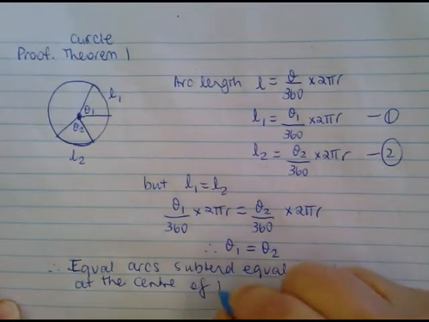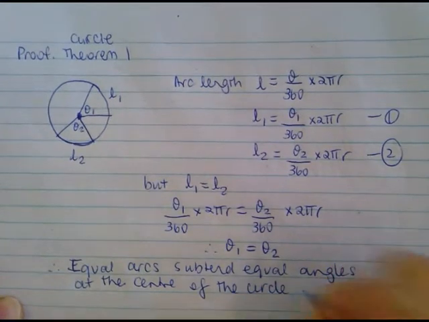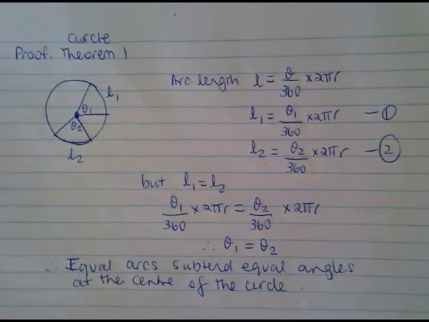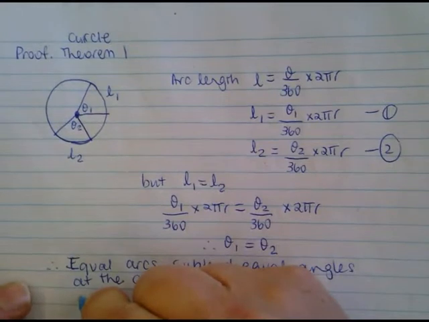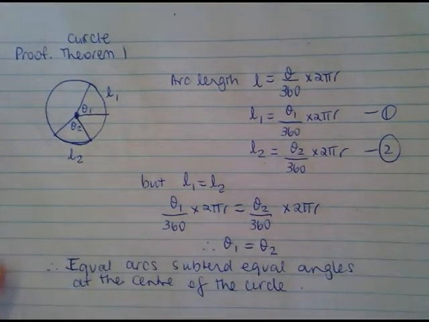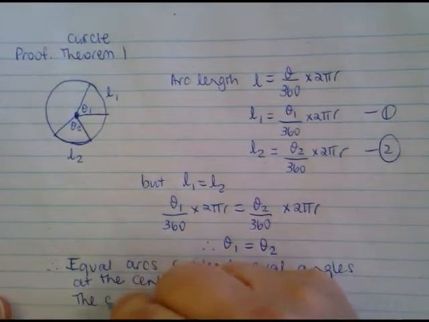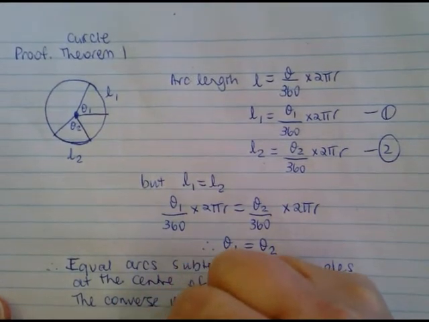I know we've written it out, and the converse is also true. Equal angles at the center subtend equal arcs. So that's my proof of that theorem. The converse is also true. I'm not going to prove the converse.